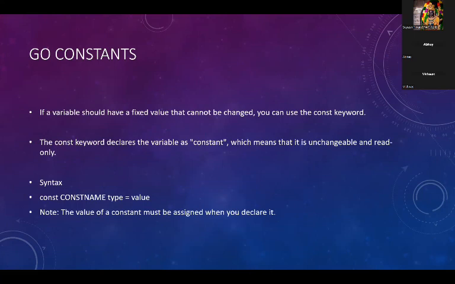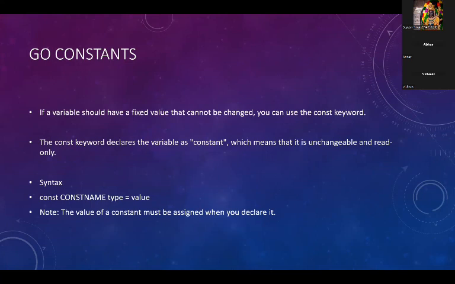So if a variable needs to have a fixed value during the execution of the program, and we need that the value which we have assigned to that variable should not change, then we can use a constant keyword. The constant keyword declares the variable as constant, which means that it is unchangeable and read only. That is, we can't change the value which we have assigned.